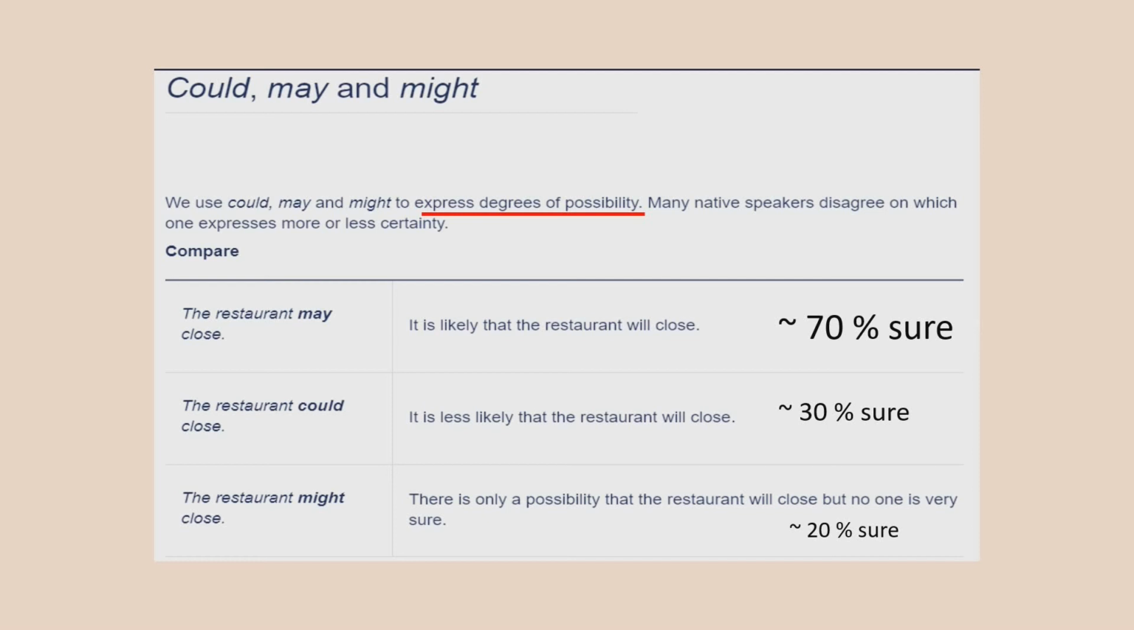It is likely that the restaurant will close, but you can never be sure. The restaurant could close. It is less likely that the restaurant will close, but then again, there is a possibility. The restaurant might close. There is only a possibility that the restaurant will close, but no one is very sure.